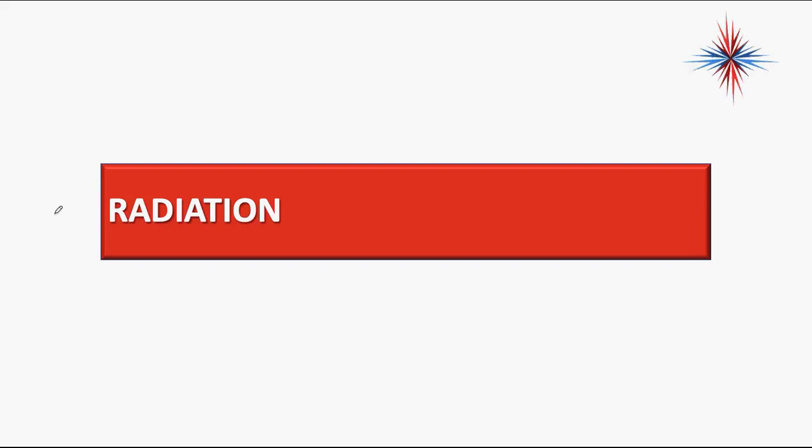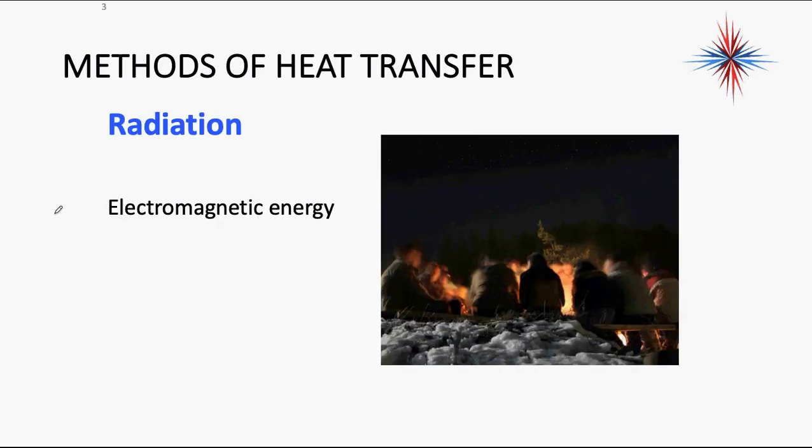Radiation is the last type of heat transfer we want to talk about. Radiation is electromagnetic energy. Radiant energy is emitted by all matter whose temperature is greater than absolute zero. The warmer the radiant object, the shorter the wavelength. Types of electromagnetic waves include electric currents, heat, radio waves, microwaves, infrared radiation, visible light, and ultraviolet radiation.